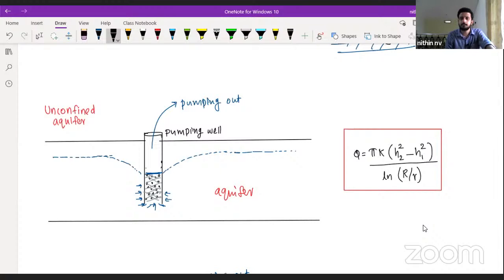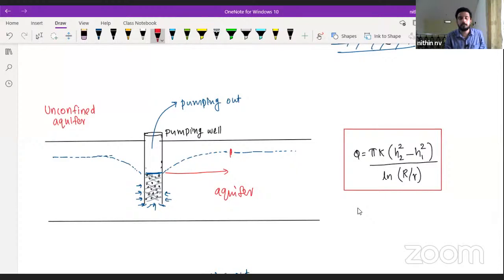From this particular figure, what we are understanding: the water table was initially somewhere here, at this level. Now, because of the pumping, what is happening? The water level has decreased. Due to pumping, the water level has decreased and became a conical shape. We call it cone of depression. So till here it has affected. You know?